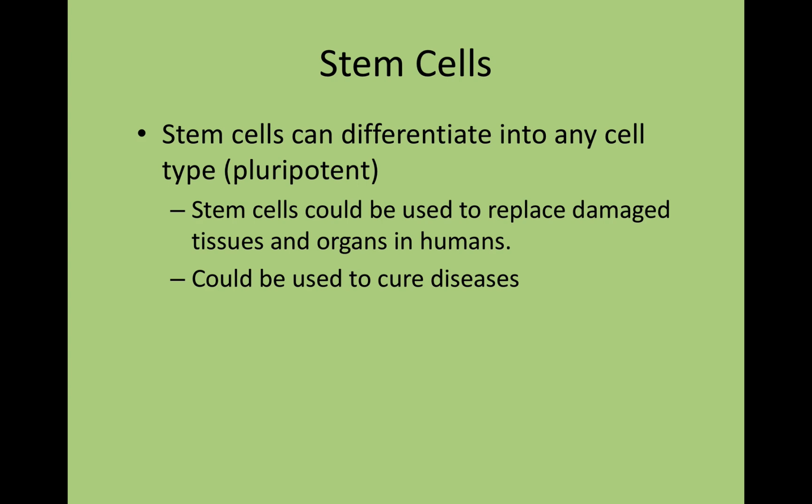The last section of this chapter deals with stem cells. Stem cells are special cells that can differentiate into any other type of cell. So they're called pluripotent cells. And the reason why I talk about this in this chapter is because most of you are going into healthcare, including nursing and dental hygiene, and these stem cells have great potential to be used to replace damaged tissues, organs in humans, and potentially cure other diseases.